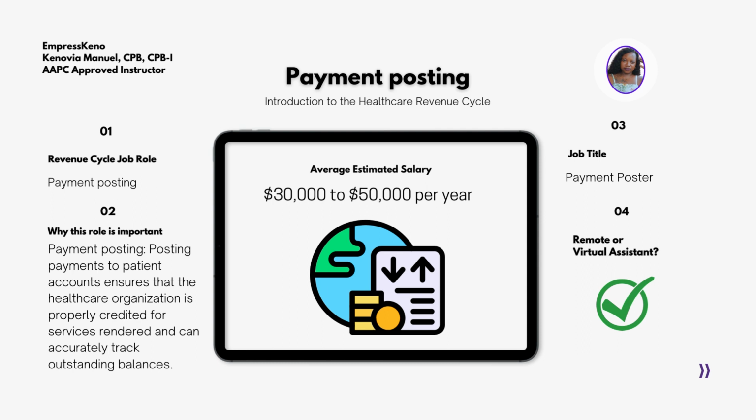Oftentimes, the job title for this role is payment poster. Sometimes you'll see other things like payment recorder or charge recorder, something that essentially revolves around payment poster. This is a very popular remote or virtual job. You can definitely be a healthcare virtual assistant and work as a payment poster. The average estimated salary for this role is $30,000 to $50,000 per year. Keep in mind, this can vary drastically depending upon the organization and the type of organization that you're working for.